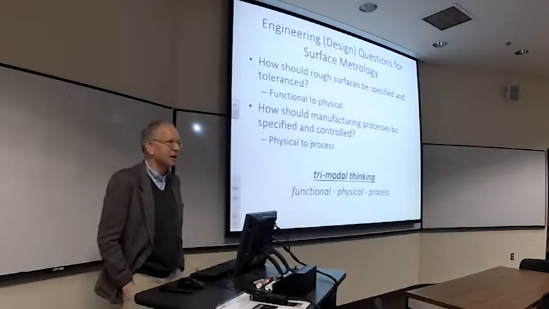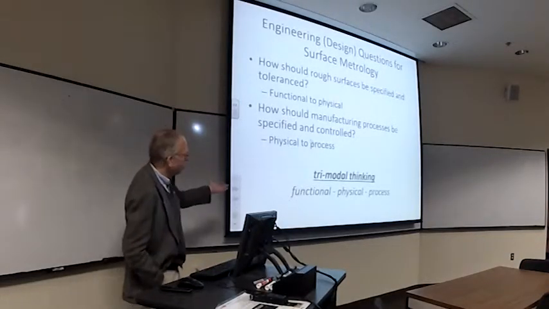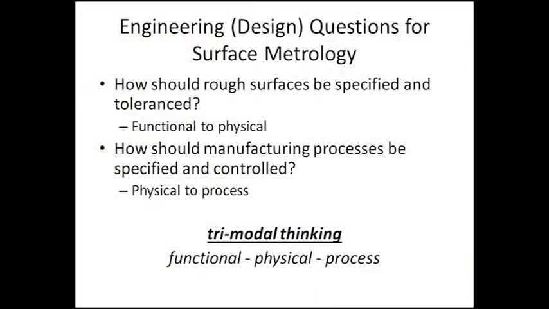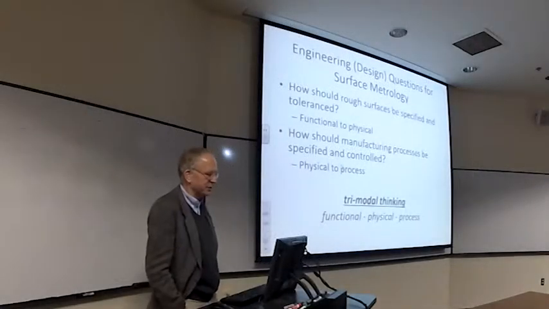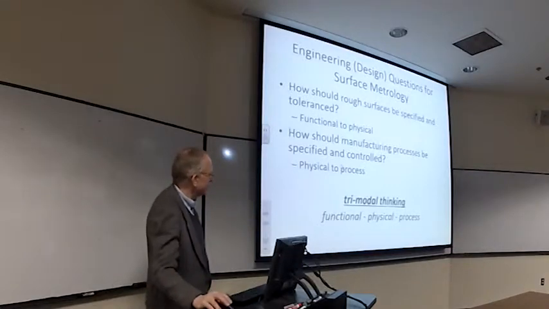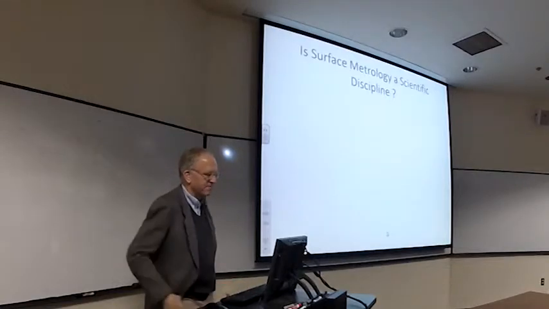And so what we need is a kind of trimodal thinking where we can go from functional to physical to process. Now, we should be able to do this with all kinds of tolerancing on all kinds of parts, not just surface metrology. And this is something that we ought to be doing a better job of in general.